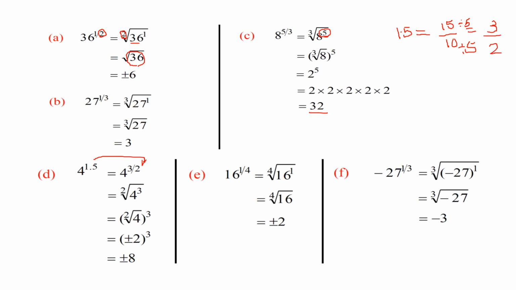Then apply the rule. So this becomes square root of 4 power 3, and again take the power outside the root. Square root of 4 will be plus and minus 2, and 2 power 3 is 8.